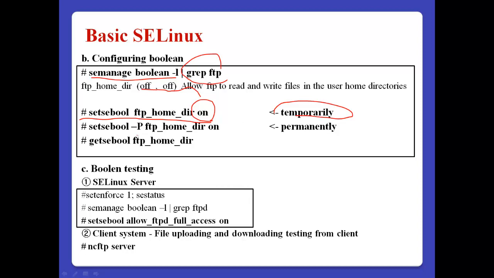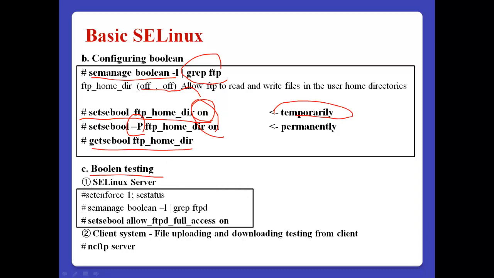If you want to change the policy permanently, then you have to use the capital P option. And if you check with getsebool, you will see whether this one has changed or not.